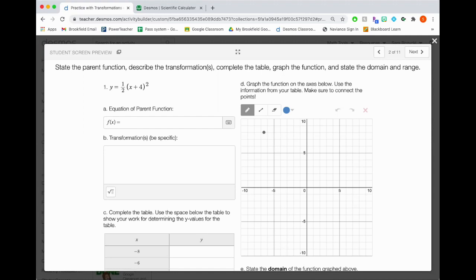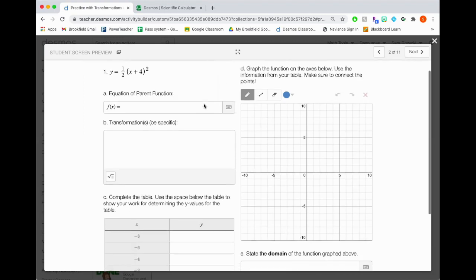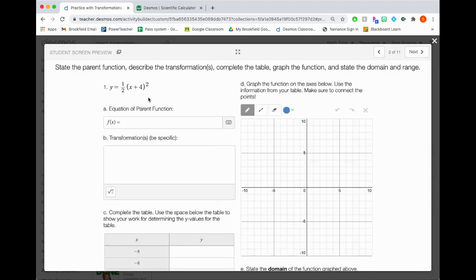topic. So the first question here says, state the parent function, describe the transformations, complete the table, graph the function, and state the domain and range. So it's a lot of stuff, but I've broken it up into parts for you. So the first part says, what's the equation of the parent function?